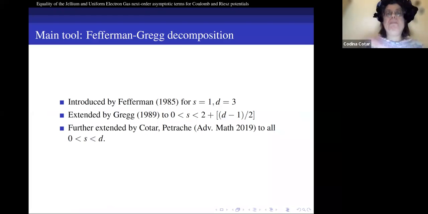Before I move on to the other models I will talk about, I will briefly tell you about this Fefferman-Graf decomposition that we worked with. This was introduced by Fefferman for Coulomb in dimension 3. Then a PhD student of his, Graf, extended it to any dimension and to s having these values. And then Micha and I extended it in 2019 to all s between 0 and d.